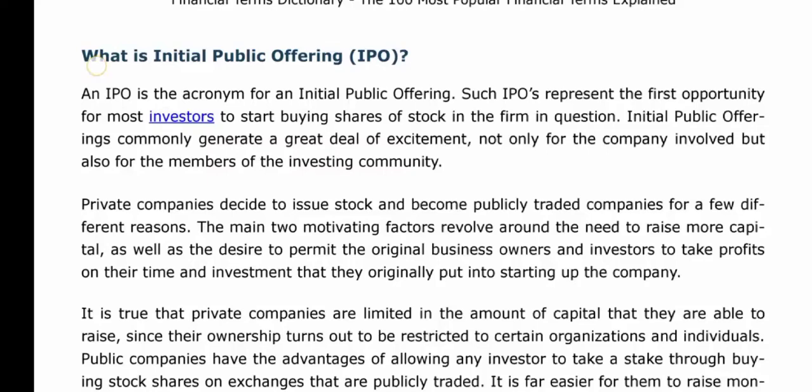To the point, what is an initial public offering?